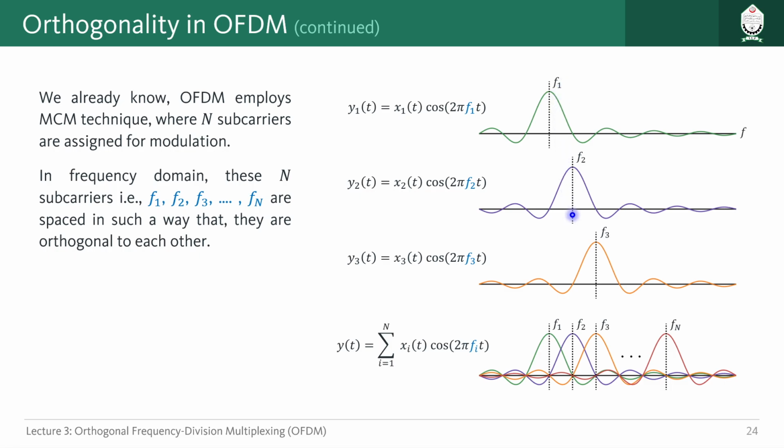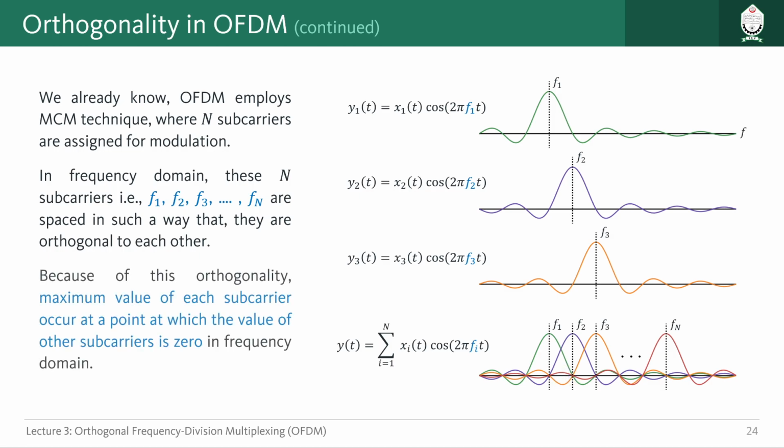So if I look at all the subcarriers combined, that can be shown like this, right? So we have n subcarriers spaced in such a way so that they can hold the orthogonality property. So graphically, for each of them, the maximum value of each subcarrier occurs at a point at which the value of the other subcarriers is 0. So if you look at this subcarrier with center frequency f2, the maximum value is here, and here all the other subcarriers have 0 value, right?